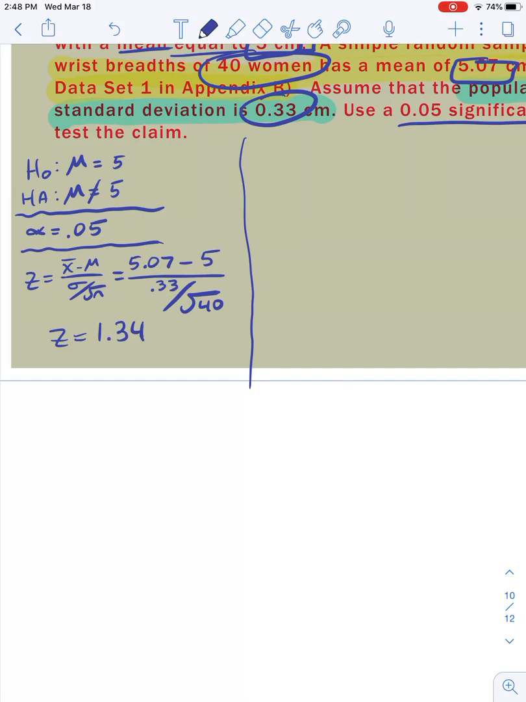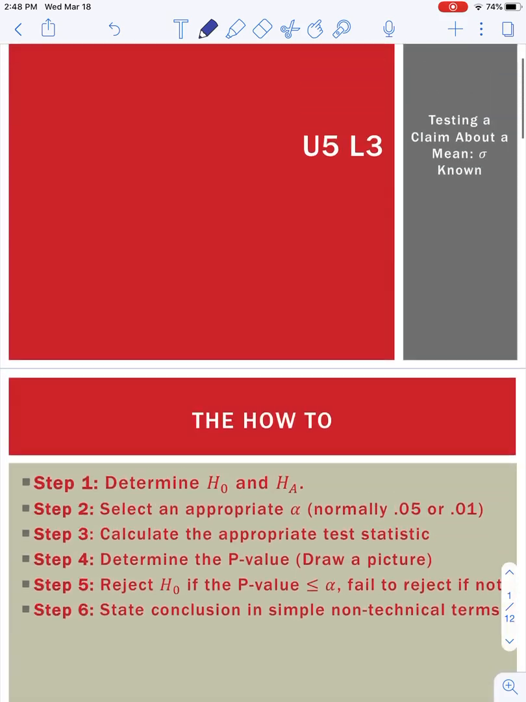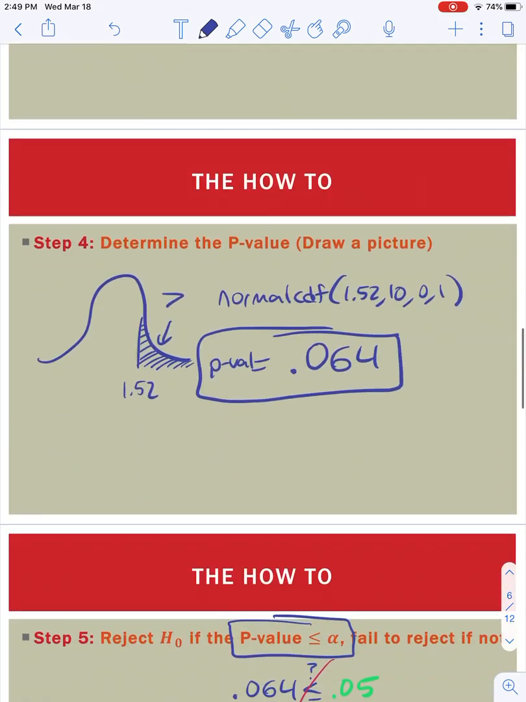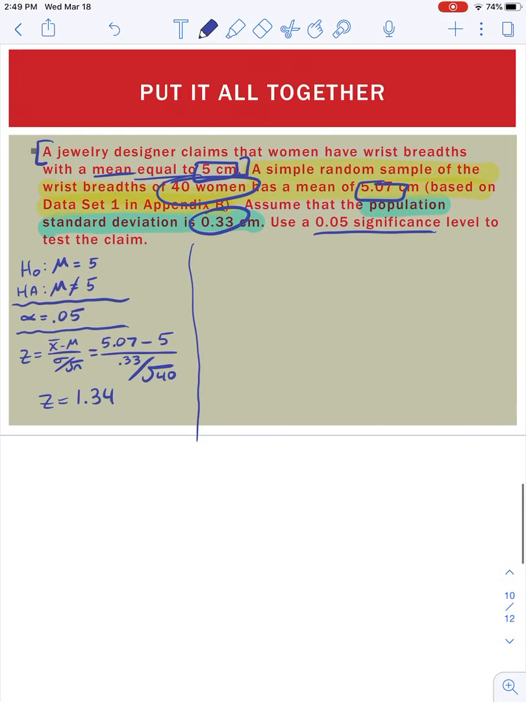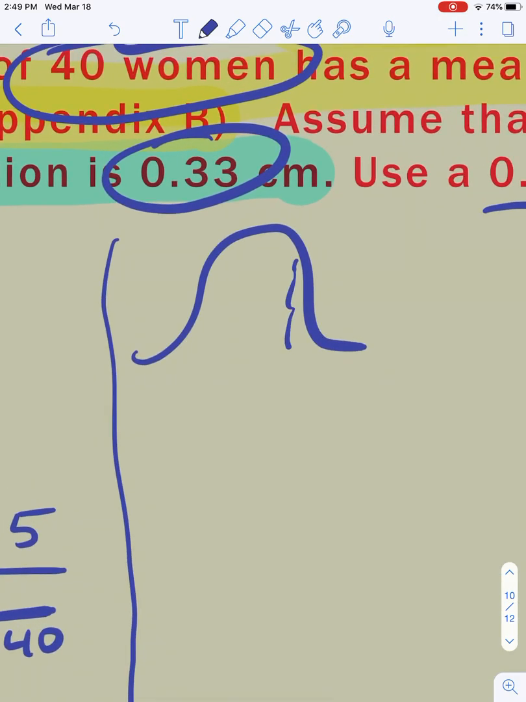Now, after we get our test statistic, the next step, according to this whole list up here that we talked about, right here, the next step after, so I got this, I did this, I did this, I did this. The next step is this. Step 4, determine the p-val. So we got to draw a picture and look at that z of 1.34.